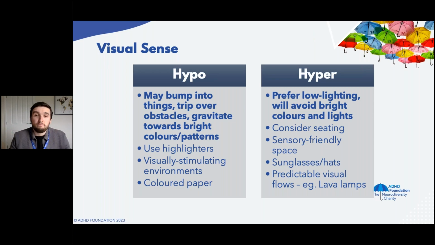In terms of being outdoors, allowing them to wear sunglasses and hats on the playground and things, obviously we'll have different rules in different schools about this, but if it is something that's going to cause them stress and distress, it might be worth just letting them do that. And then another thing that's thought to help those who are hypersensitive with visual stimuli is having some predictable visual flows. A great example of this is a lava lamp. So it's visual stimuli for them, but it's predictable and they can see what's going to happen. And it's thought to help to manage some of those feelings and help to desensitize a little bit.